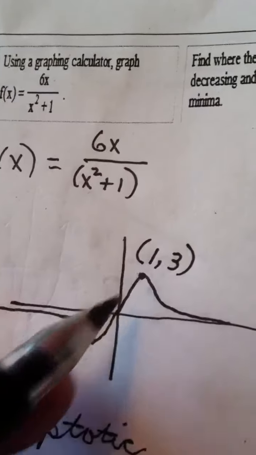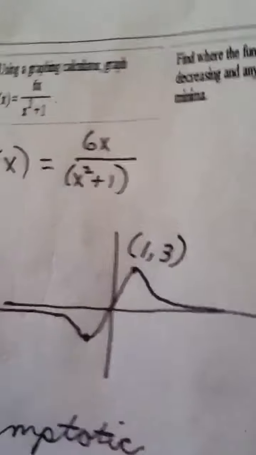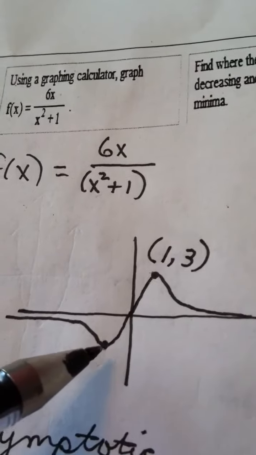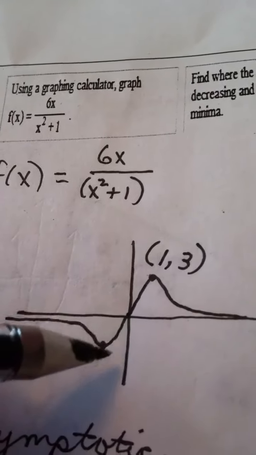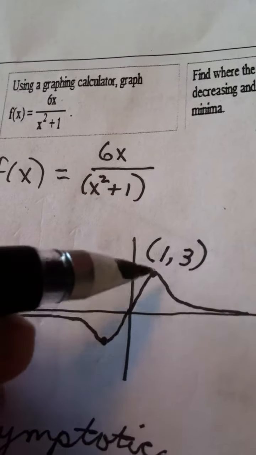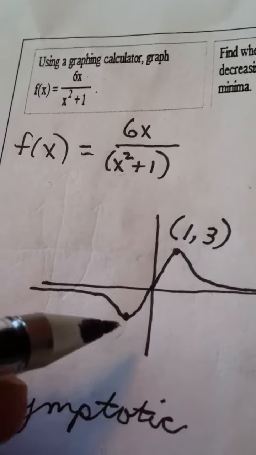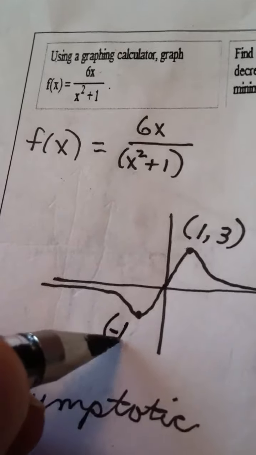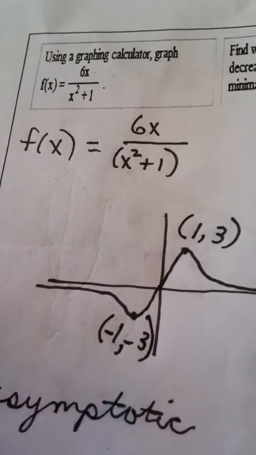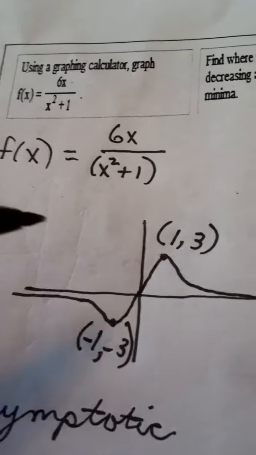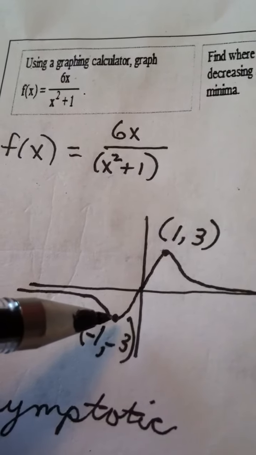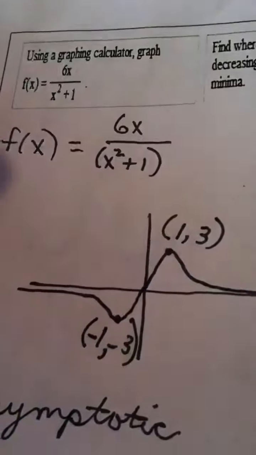Now by symmetry, or we could also go back to the calculator and use the minimum to find this point, but by the symmetry of this graph, if this is the ordered pair 1, 3, this is going to be the ordered pair -1, -3. And that's just by symmetry, okay? But again, if you feel better using your calculator and doing minimum, you're going to get that same answer.